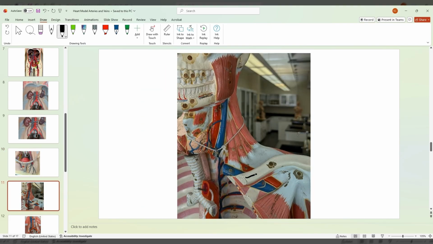Next, this is the clavicle. So when we find the clavicle, this right here has to be the subclavian vein. This right here in red has to be the subclavian artery. Remember, sub means below. Clavian is referring to clavicle. So sub, below, clavian, clavicle, below the clavicle. This would be the common carotid artery.